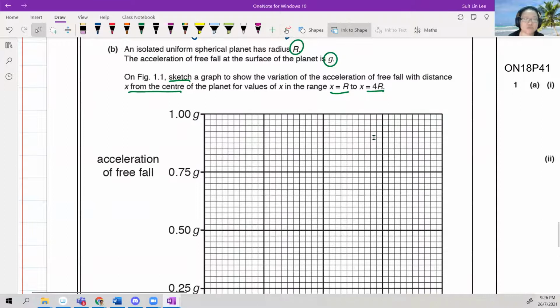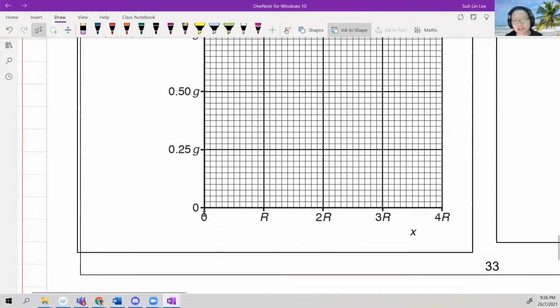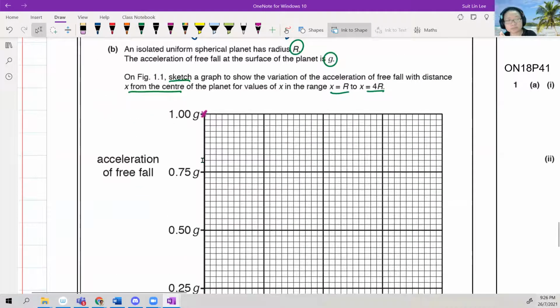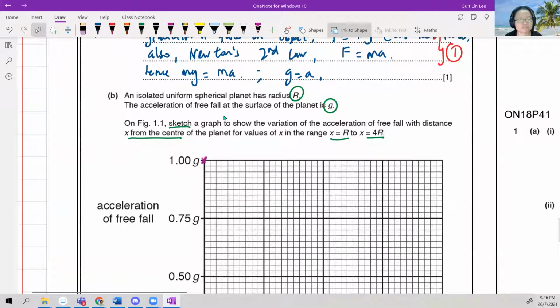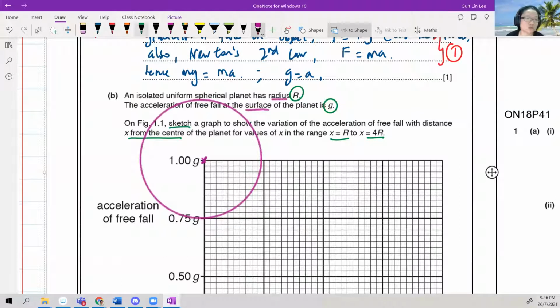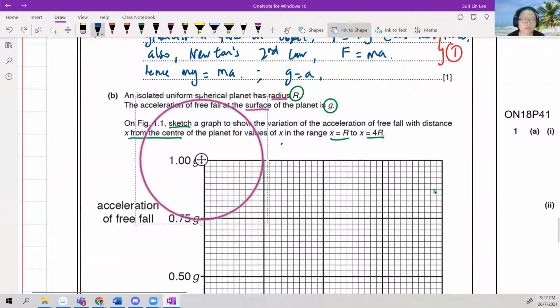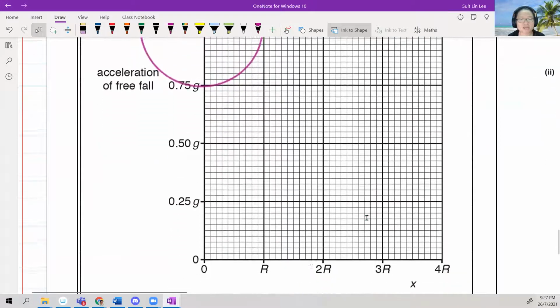Okay, time to draw a circle. This one is the center, because here the value is 0. You measure away from the center. The surface is r. Radius is r. So this is my planet, a bit of a lopsided one. You get the point. All right, so we know at the surface it is 1g. I'm going to make it a bit bigger. So the surface is g, and I'm going to plot here. This is r. What happens at 2r?